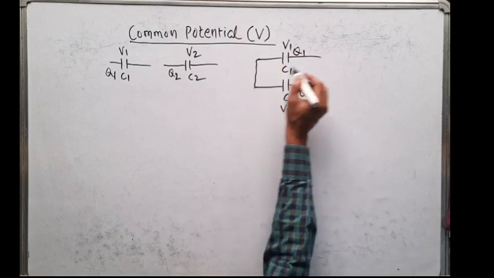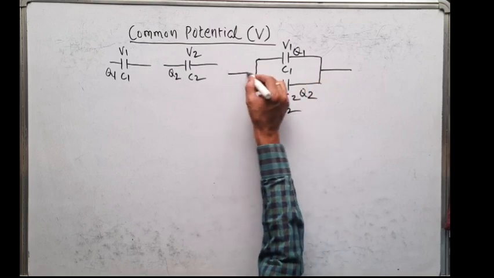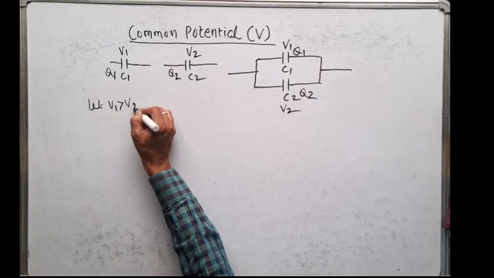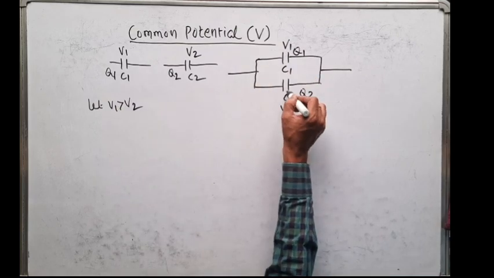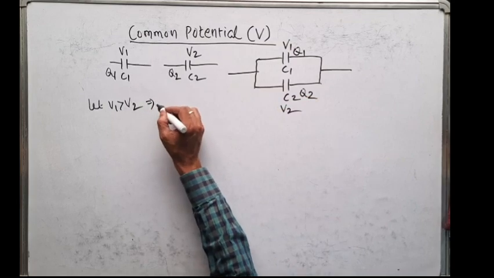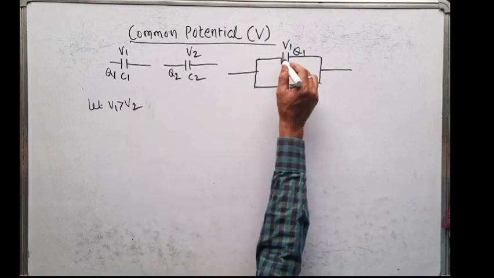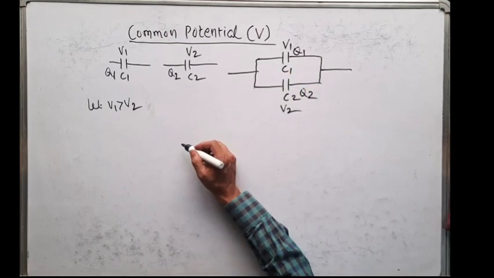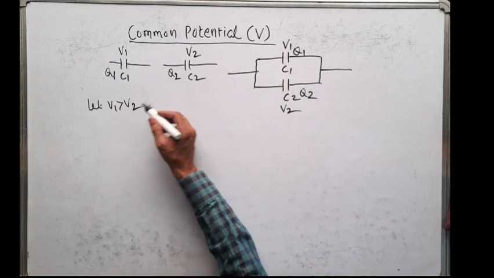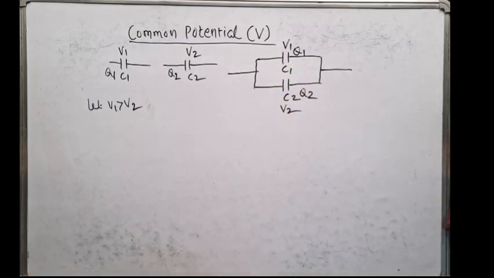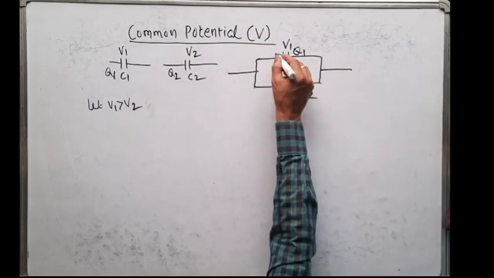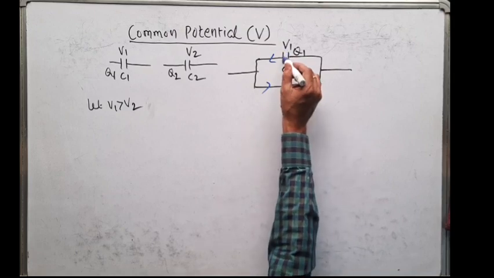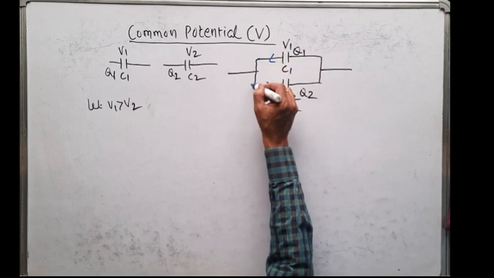If we connect both, what will happen? Let V1 be greater than V2. Definitely, there is a potential difference between this point and this point, and due to the potential difference, charge will flow. If V1 is greater than V2, the charge will flow from which side? From capacitor 1 to capacitor 2. Since V1 is greater than V2, charge will flow from the first capacitor to the second capacitor.